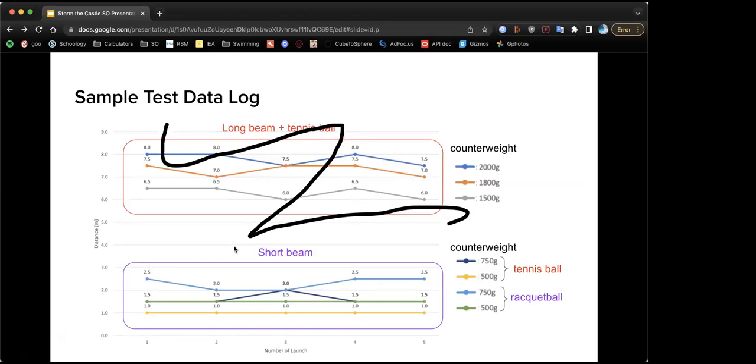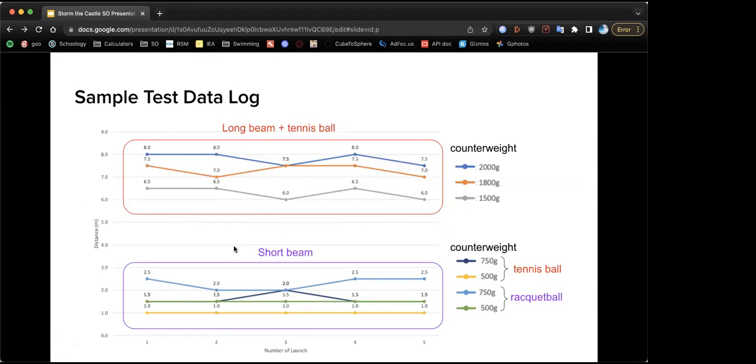Okay. So in the end, when you're submitting your recording for hybrid and stuff, this applies even when it's not hybrid, even when it's not online or anything. You're still going to need to submit a sample test data log.